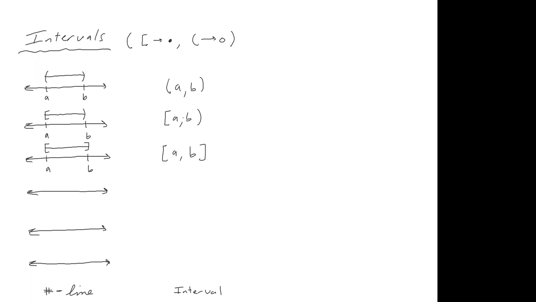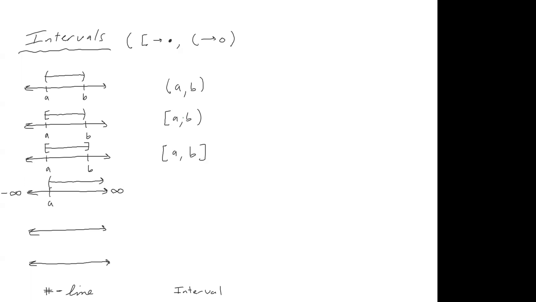Now I can have infinite intervals too. So I can have an interval that starts at A and just goes on forever to the right. So it's like 3 to infinity. Remember, on the ends of the number line, to the right is infinity and to the left is negative infinity.